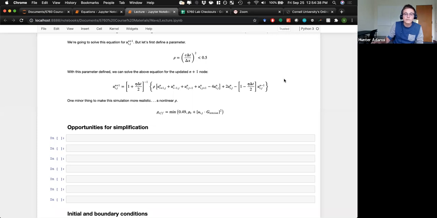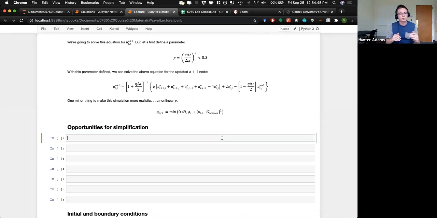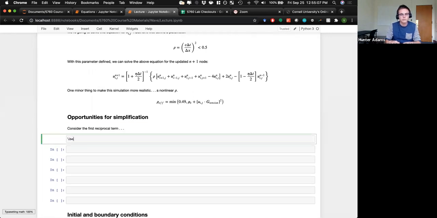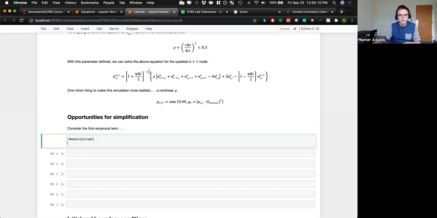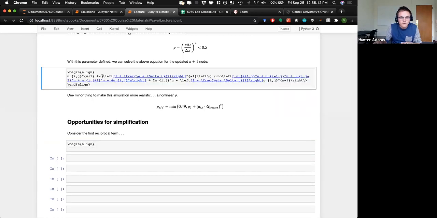So in brief, that's what we looked at last time. And I want to start with this today and talk about one more opportunity to simplify this a little bit for implementation. And the way to the simplification is going to be associated with this reciprocal term. So consider the first reciprocal term, which I'll rewrite here. It is this first term here.